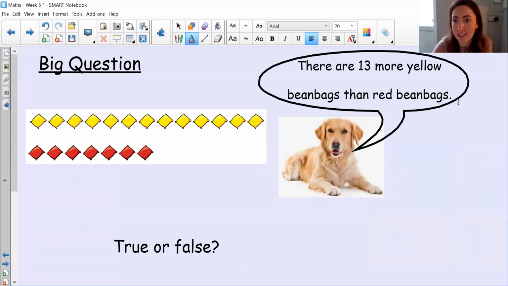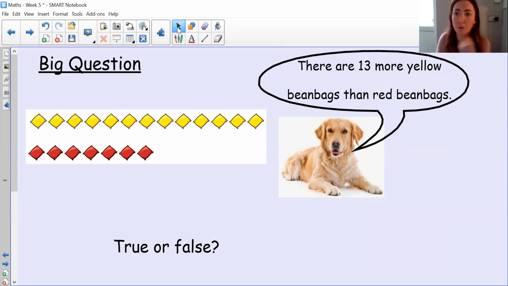Right, well, we can't see what Stevie is saying there, can we? Let's move this. Okay, so look at this picture of bean bags, yellow and red bean bags. Stevie says there are 13 more yellow bean bags than red bean bags. True or false? Okay, what do you think? Pause here if you need to. Okay, so let's find out.